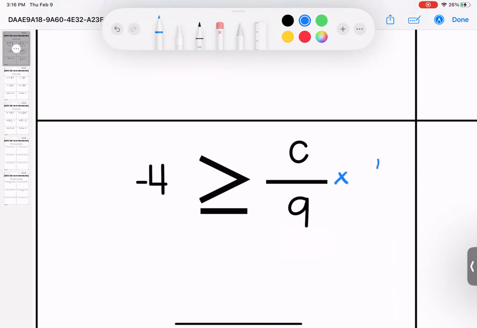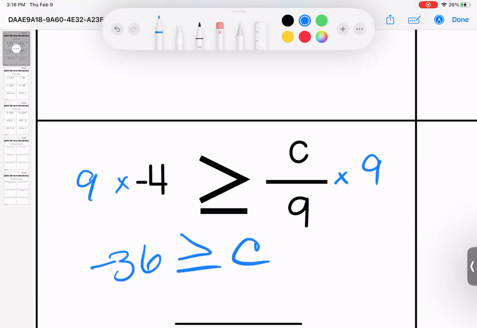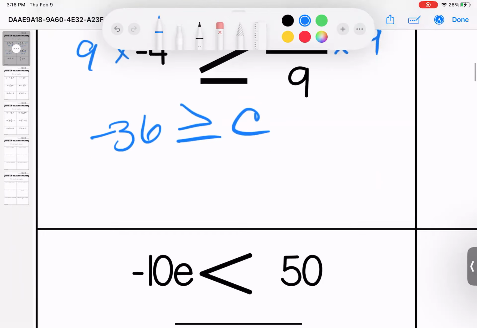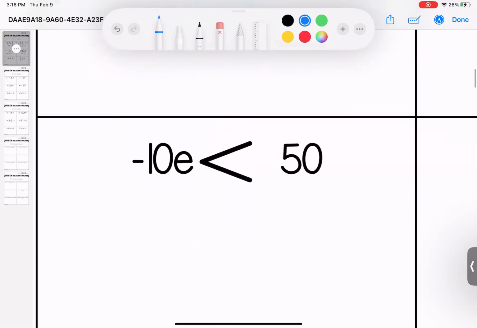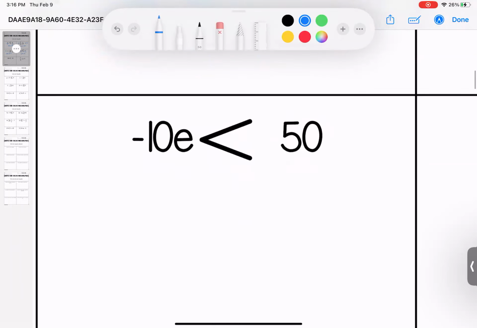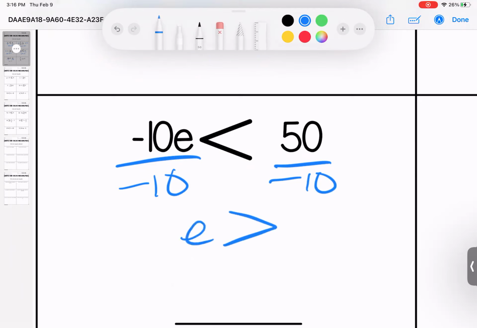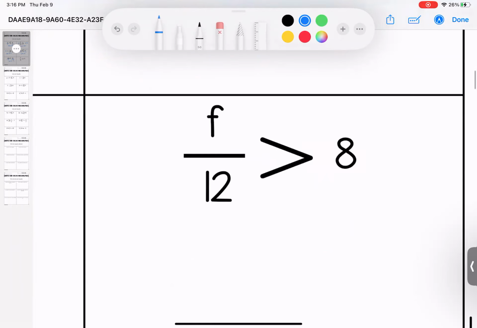I'm going to multiply to get our opposites here. 9 times -4 is -36 is greater than or equal to C. All right, coming down here, we have -10e and 50. I'm going to divide by -10. Remember that when I divide or multiply by a negative number, it flips my sign. E is greater than -5.